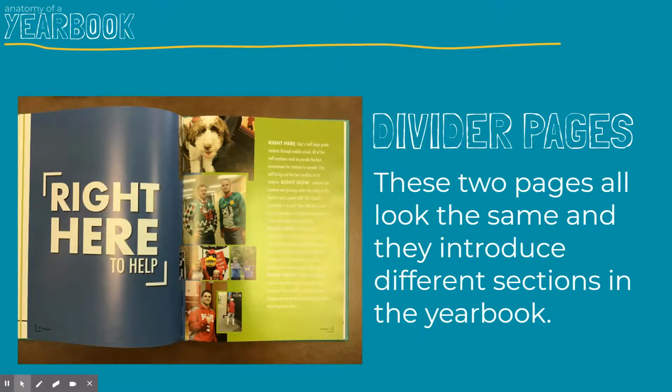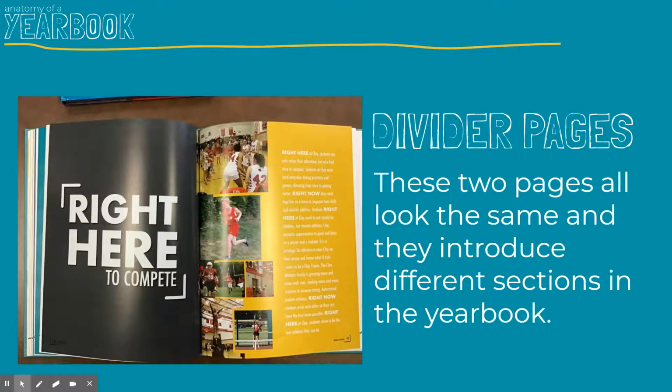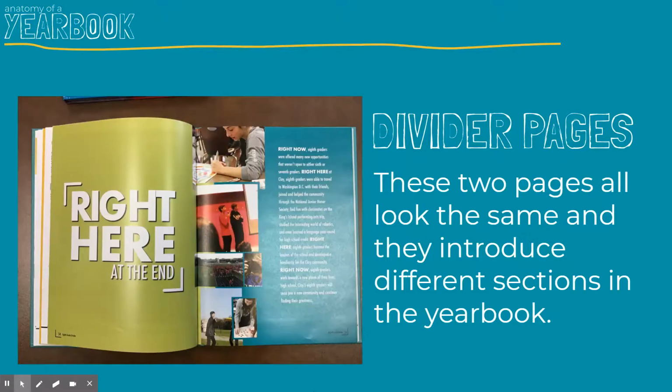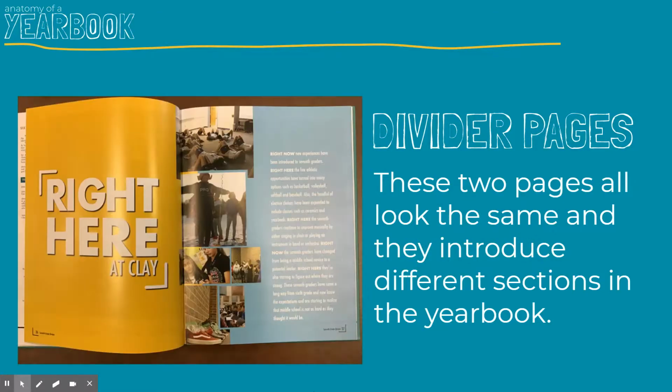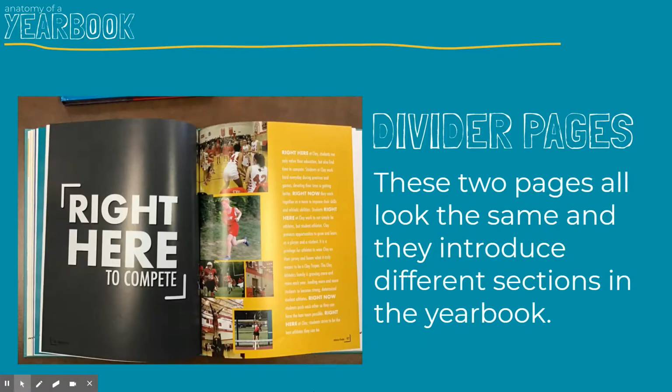Staff is right here to help. Performing arts is right now in harmony. And even athletics is right here to compete. So the designs are all the same. The photos are different, the colors are different. So when designing a divider, you technically just have to design one, and we would use that design throughout the rest of the book.